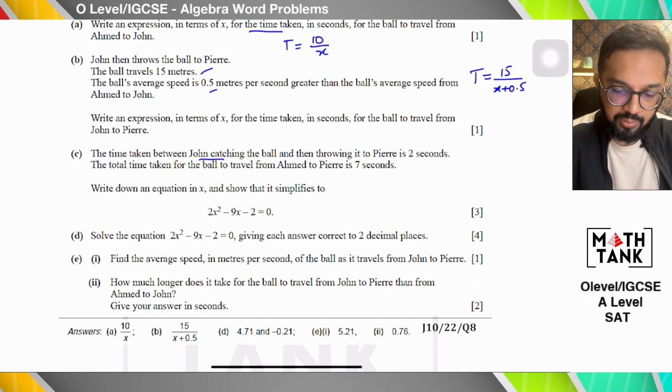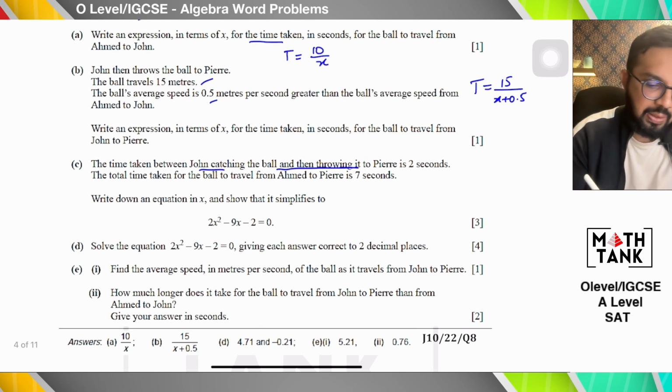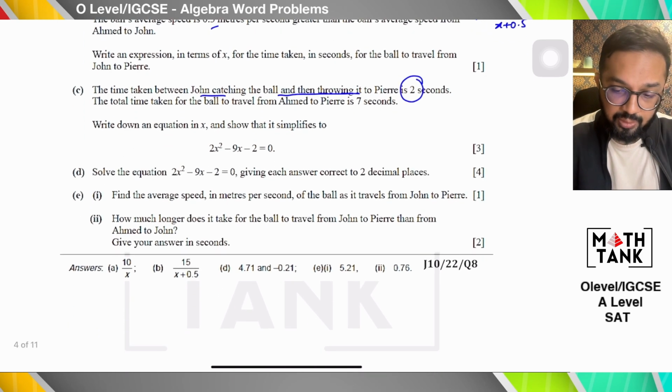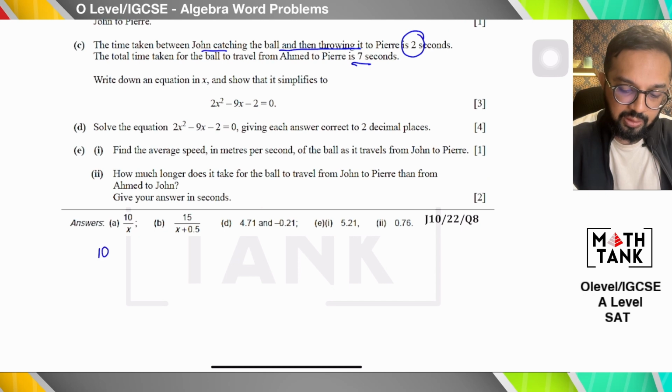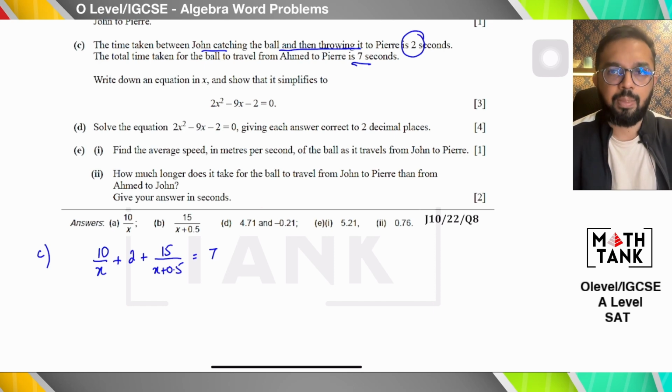The time taken from John catching the ball and then throwing it to Pierre is 2 seconds. The total time taken for the ball to travel from Ahmed to Pierre is 7 seconds. So let's read the names: Ahmed to John, and then John throws to Pierre, and there's some transition time in between as well. It says write down a total expression, and the total time is 7 seconds. So the first time that the ball was in the air was 10 over x. Then John held the ball, there was a transition time of 2 seconds, and then someone throws it to the next person, and that's 15 over x plus 0.5. And the total time is 7 seconds. So that is the equation that I have in front of me.